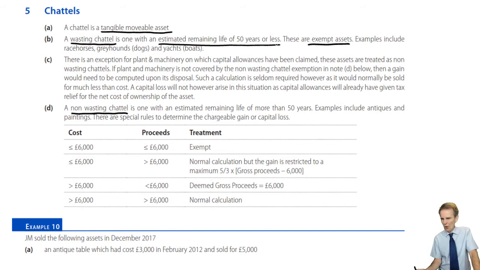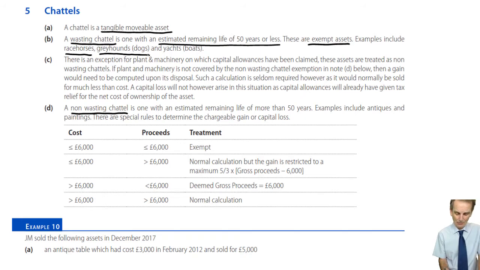Typical examples used by examiners across the years would include racehorses and greyhounds. If you're not familiar with what a greyhound might be, they are a particular type of dog, and like racehorses, they race. Therefore, they may have potentially significant value, and may be disposed of at a gain, or, of course, they have very little value and come to a natural end with no value at all.